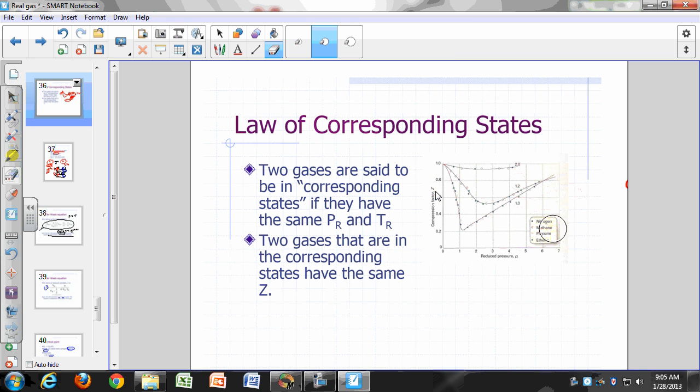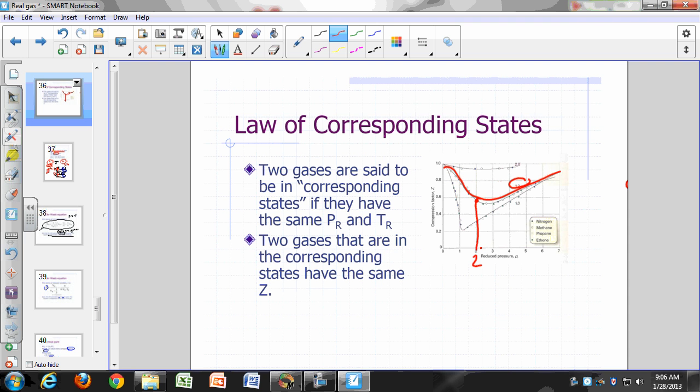So you locate your PR. Let's say your PR is a reduced pressure of 2. Okay, this is your PR, reduced pressure of 2, and let's say your reduced temperature is 1.2. So this is the reduced temperature isotherm of 1.2. So you locate that point.